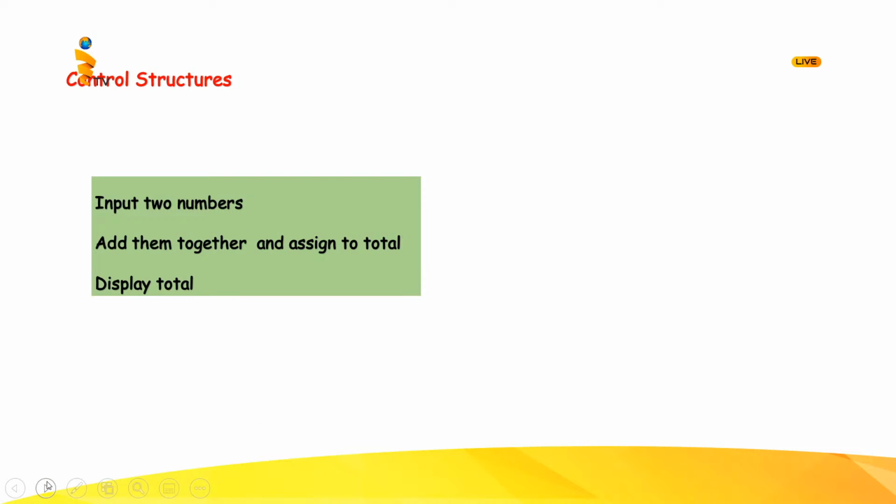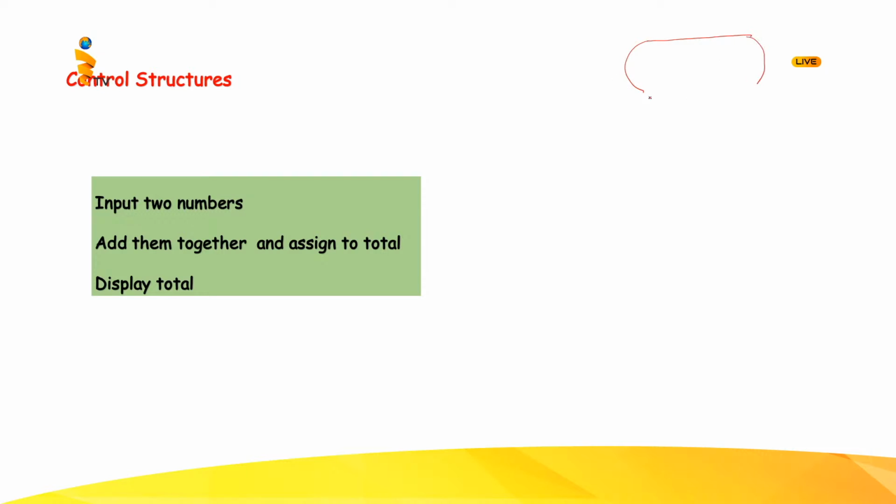Okay. Now, you will be given a certain algorithm. Now, think how can we represent this algorithm using a flowchart. So, how can we do that? First, we have to input two numbers, add them together, assign to total and display total. So, how can we do that? First of all, we have to draw what? We have to have our start. So, how can we draw?